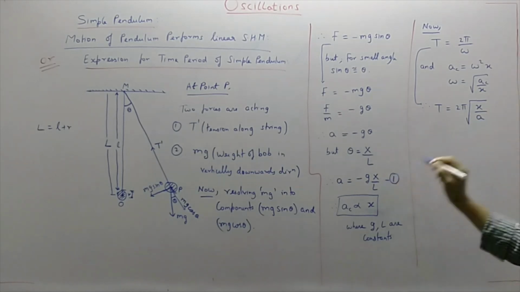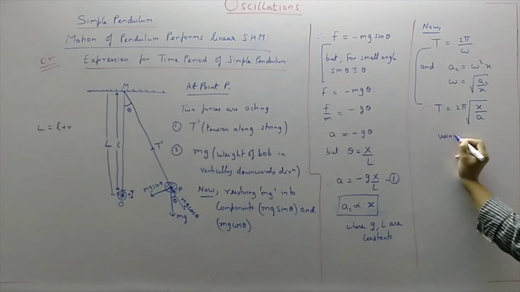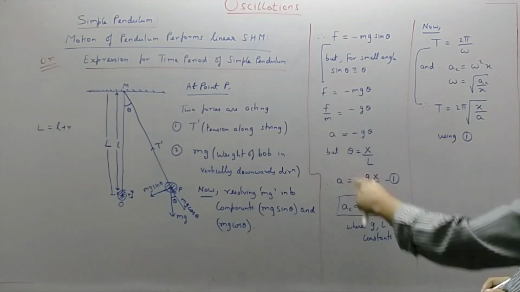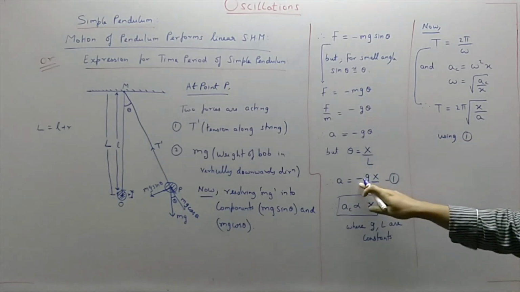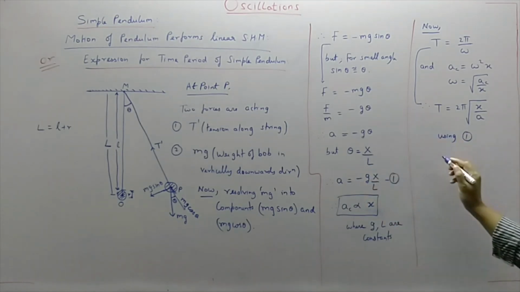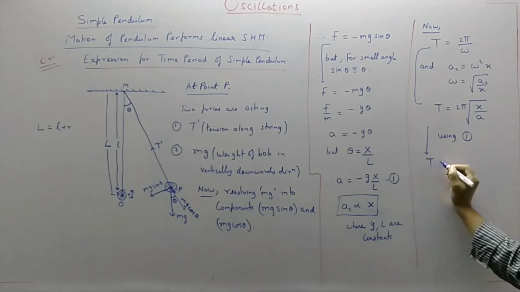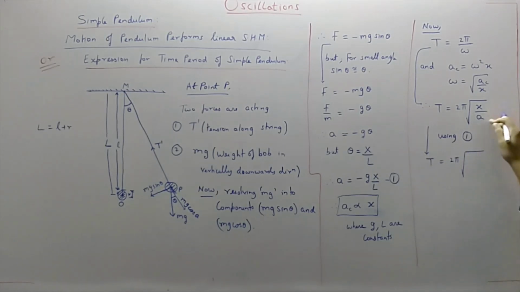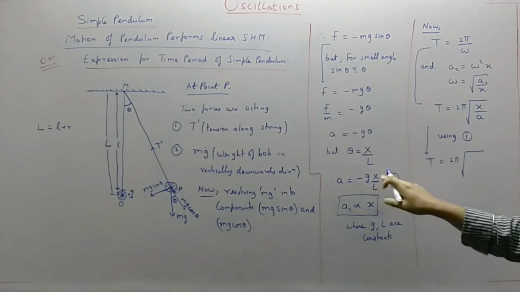And using one, here what is x upon a? x upon a is L by g. Neglecting the minus sign, we'll get the time period T is equal to, using one, 2 pi under root of x upon a. Here we are getting x upon a is L by g.